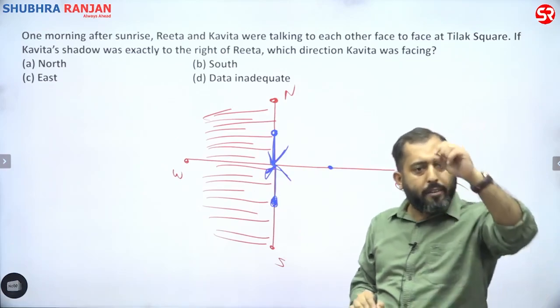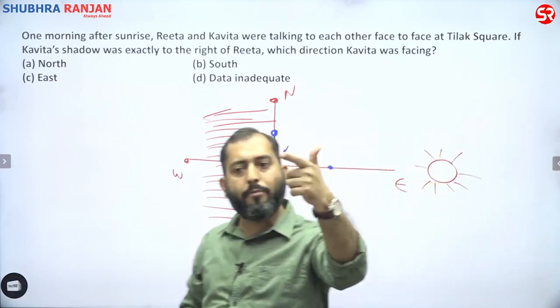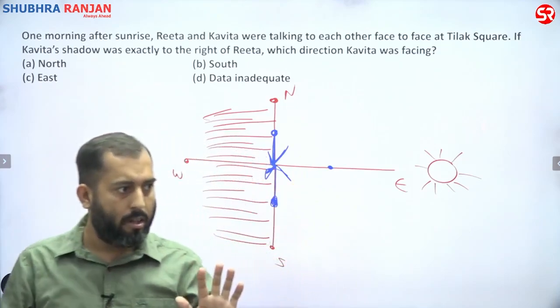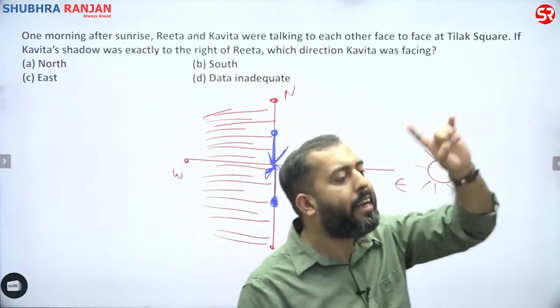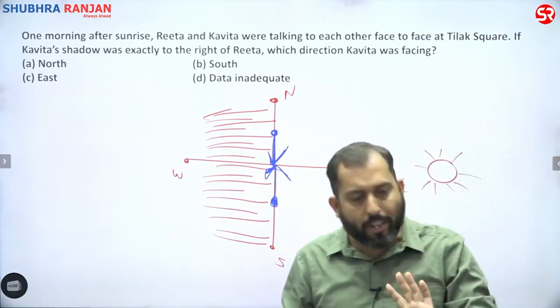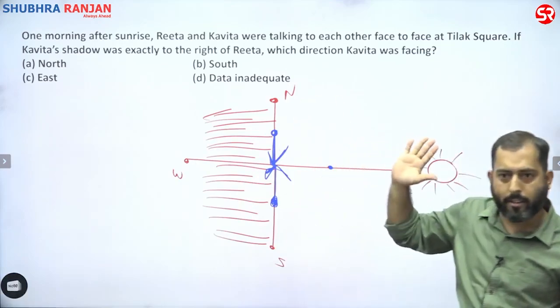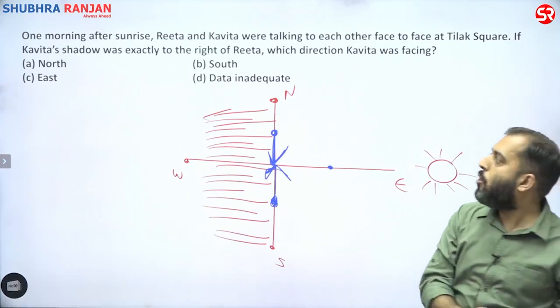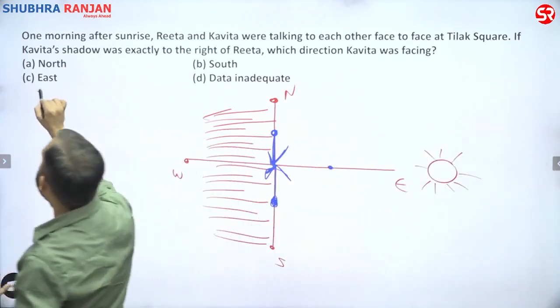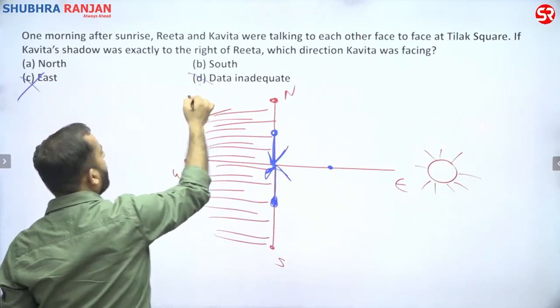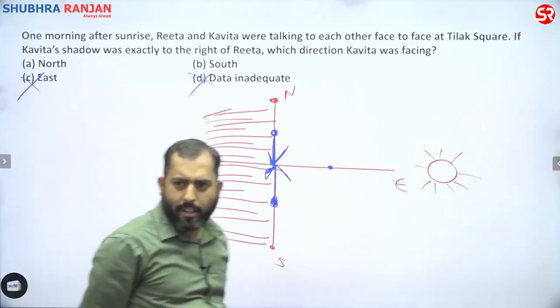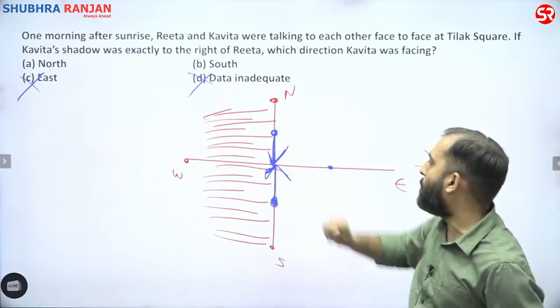So definitely one of them has to be facing north and one of them has to be facing south, because the shadow is falling on the right and left side of a particular person, which is only possible if they are standing like this. Getting it? So option C cannot stand a chance here. Option D also cannot stand a chance here. Neglected, because we have all the given information.